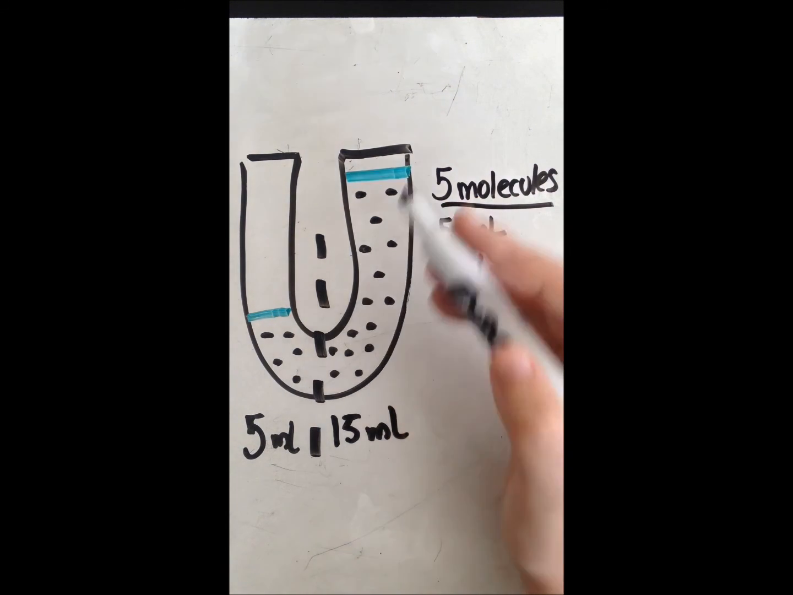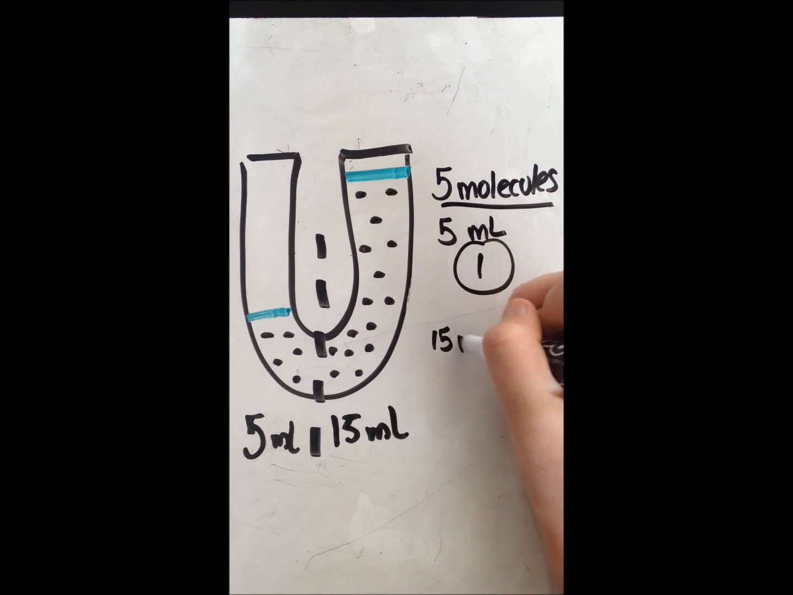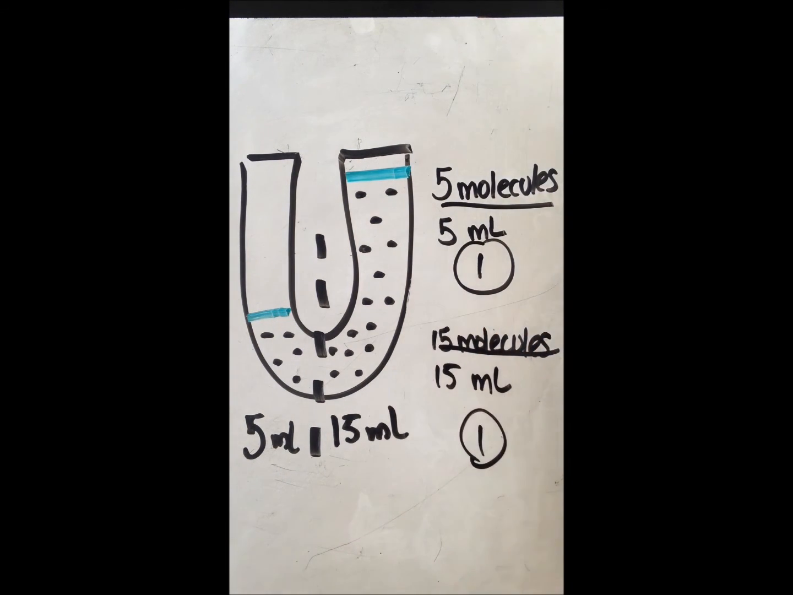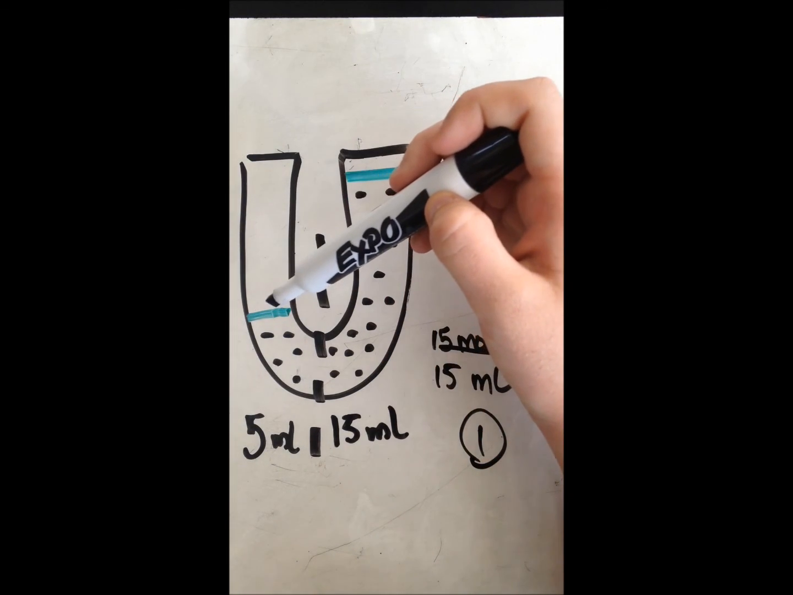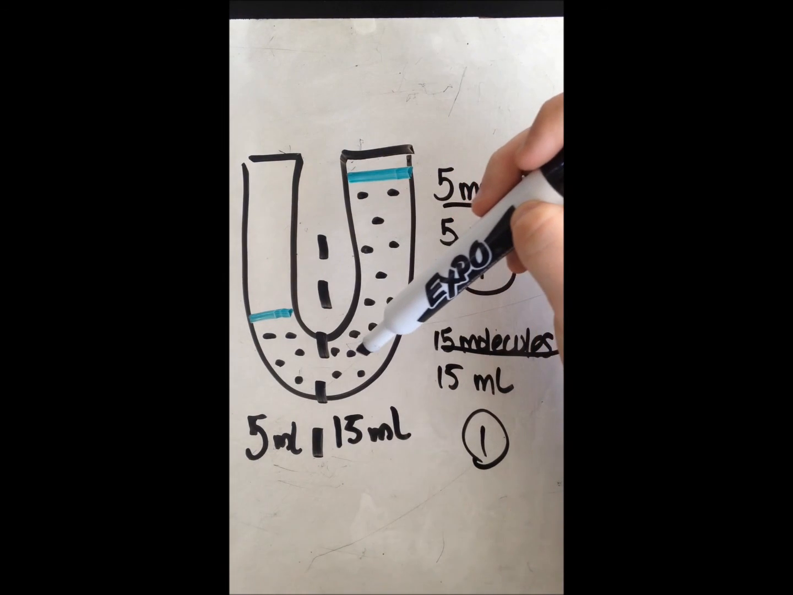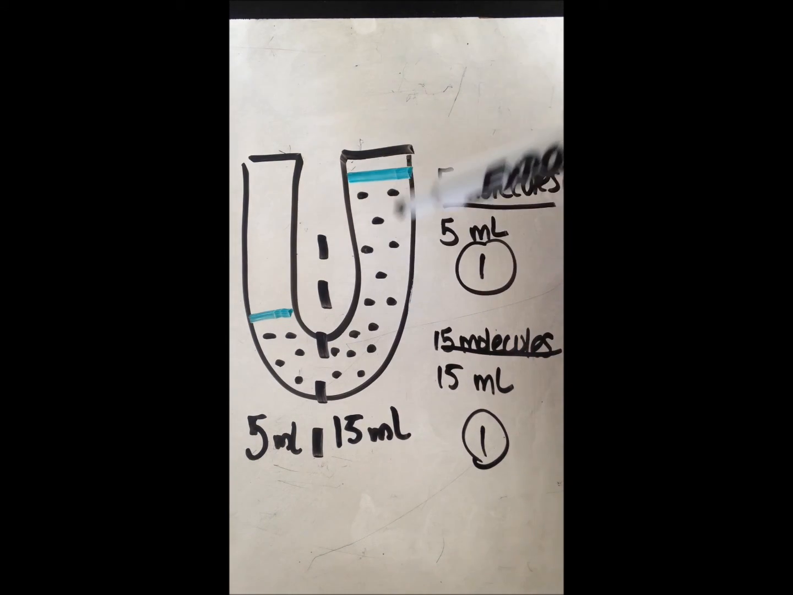And then on this side, you have 15 molecules over 15 milliliters. 15 over 15 is 1. So you can see that the osmosis caused the water to go through the semipermeable membrane to increase the water per molecule. So now they're equally spaced, and it's 1 over 1.